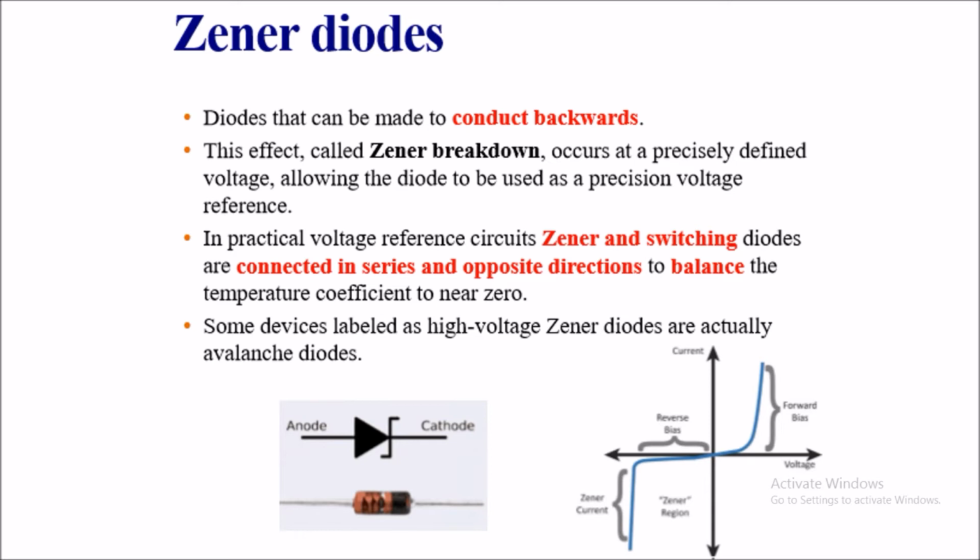Some devices labeled as high voltage Zener diodes are actually avalanche diodes. Here is a simple symbol, and its real life picture is shown here, and the characteristics are on the right, the IV characteristics in Cartesian coordinates.